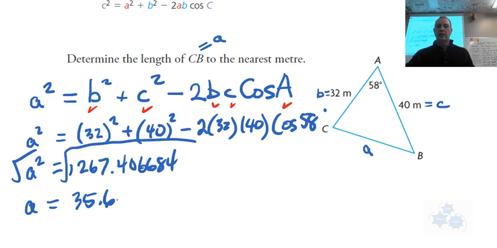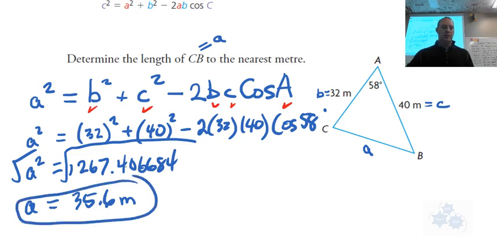Okay, and what are the units there? Well, we were given meters, so our units for this answer are meters. All right, any questions about that?